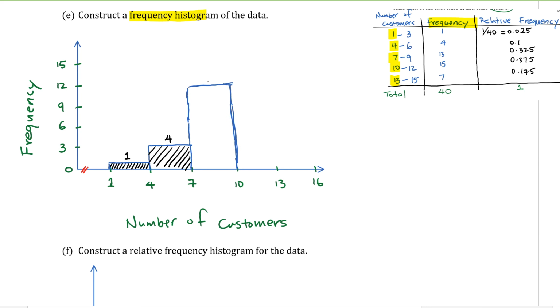And that is the next bar. I'm going to shade and fill it in, just to make it look a little nicer. And the frequency here is 13. The next one is 15, the highest one. Okay, 15.